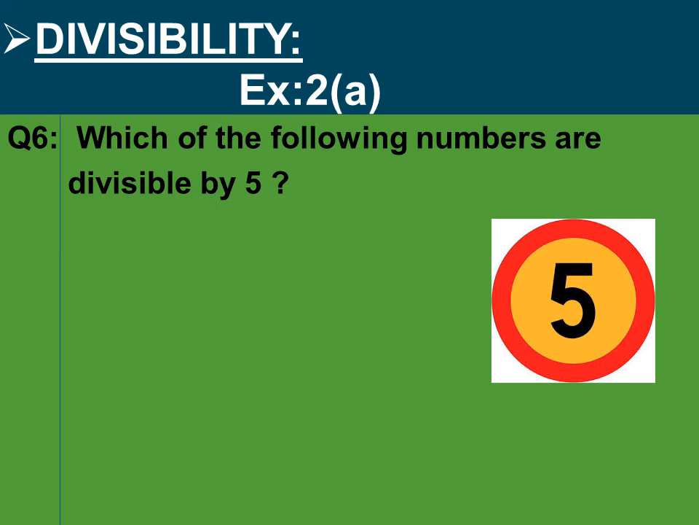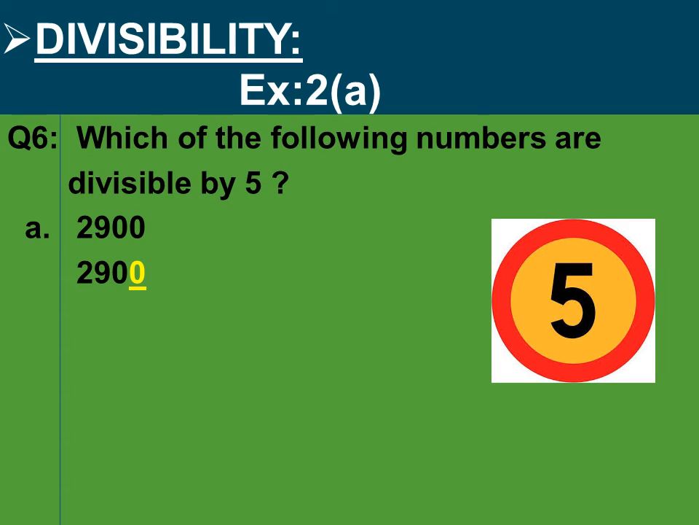Yes, dear students, exercise 2A, question number 6. Question is that which of the following numbers are divisible by 5? Let's see part A. Dear students, in part A we have a number that is 2900, a number having 4 digits. For checking the divisibility of this number for 5, we will check the last digit of this number.